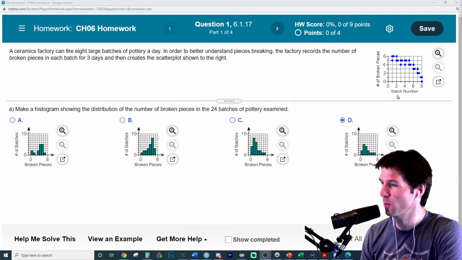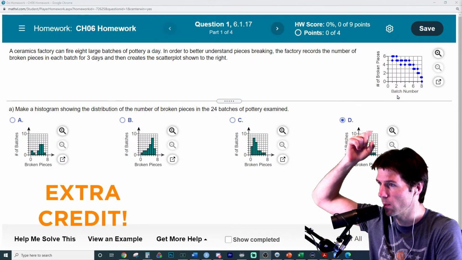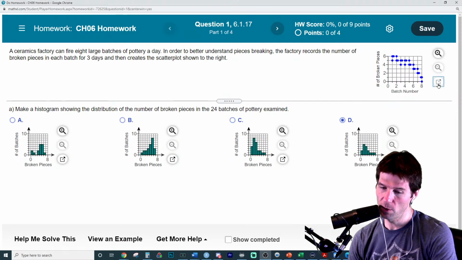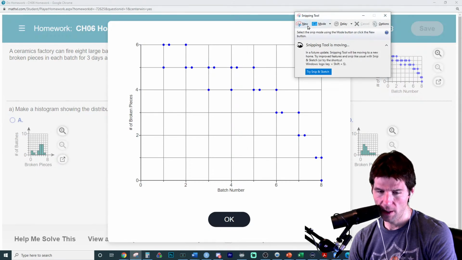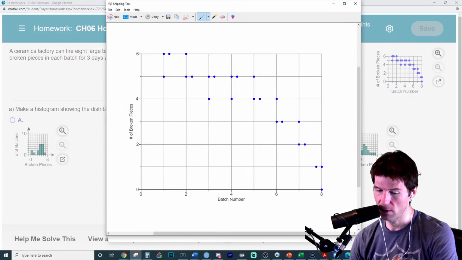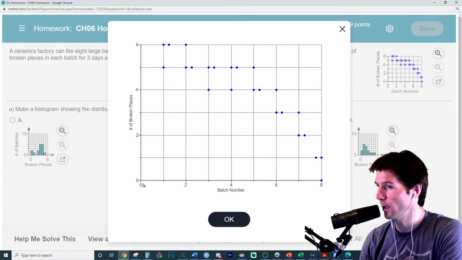This is called a scatter plot. Good work right there, Sneha, practicing. Scatter plot, two quantitative variables. Histogram, one quantitative variable. Now, this is where this gets confusing. This question seems really difficult because it wants to know the histogram of the broken pieces. And if you notice right here, the broken pieces, I want you to count this way.